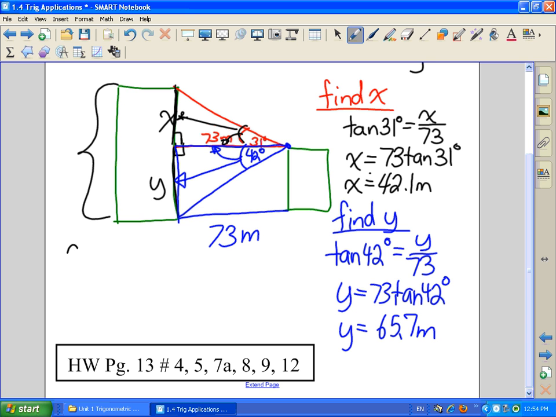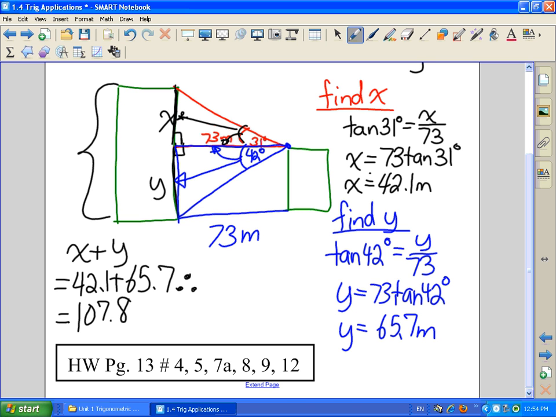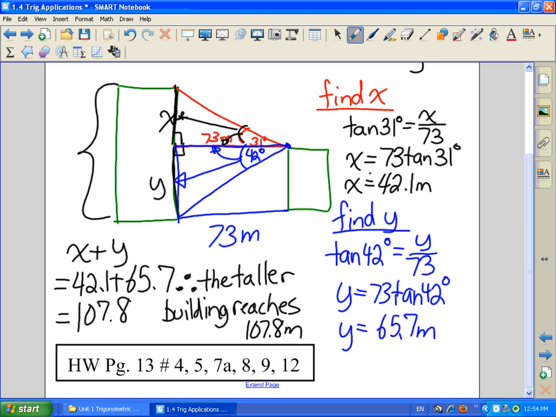Don't forget to answer your question, though. You have to say x plus y equals 42.1 plus 65.7. And that gives us a total of 107.8. Don't forget our concluding statement. So therefore, the taller building reaches 107.8 meters.